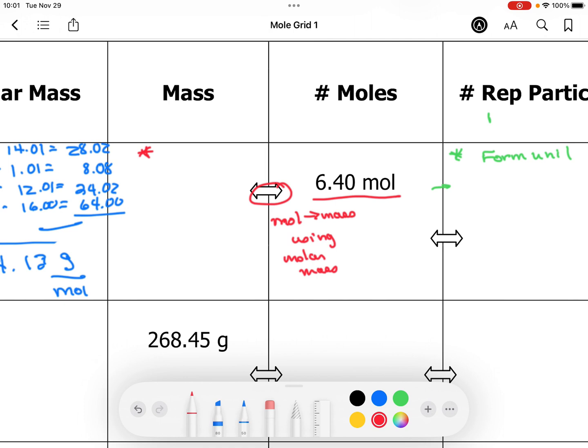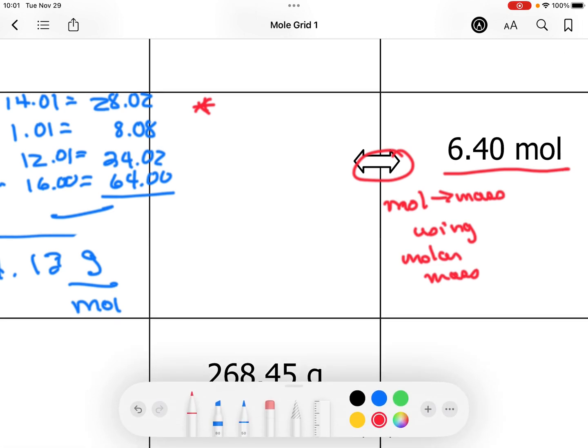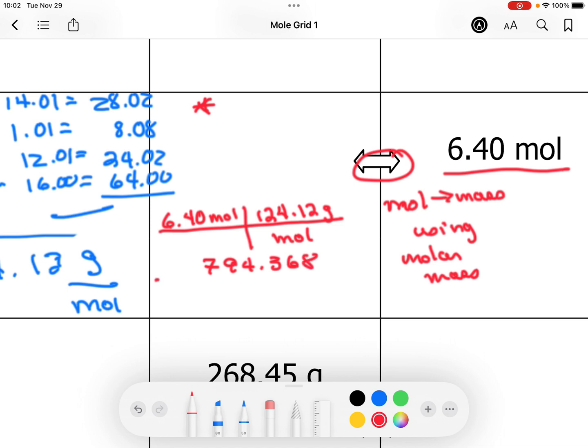So we will be taking, let me make this a little bigger so it fits, 6.40 moles times, and it's from our molar mass column, 124.12 grams per mole. I get 794.368, and rounding this to 3 sig figs, our answer will be 794 grams.